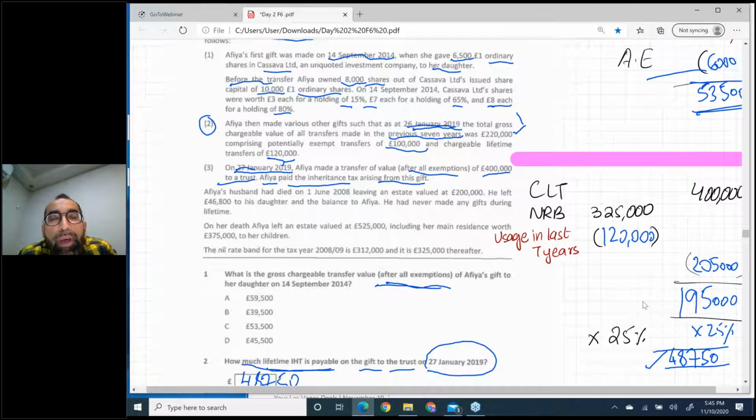Second, one more thing I taught you today, residence NRB. If husband died 10 years back and he didn't use any residence NRB, and obviously there was no residence NRB at that time, so no issue, that means he didn't use it, so that residence NRB can be claimed on wife's death, provided the wife is meeting all the conditions which I taught you.